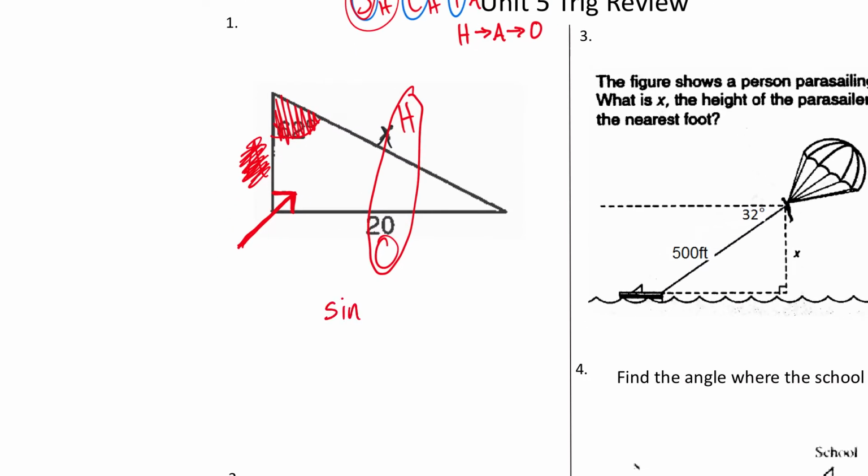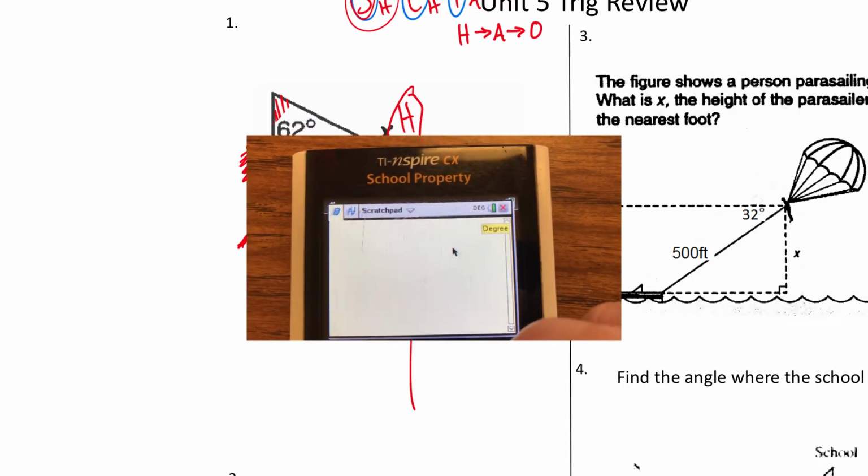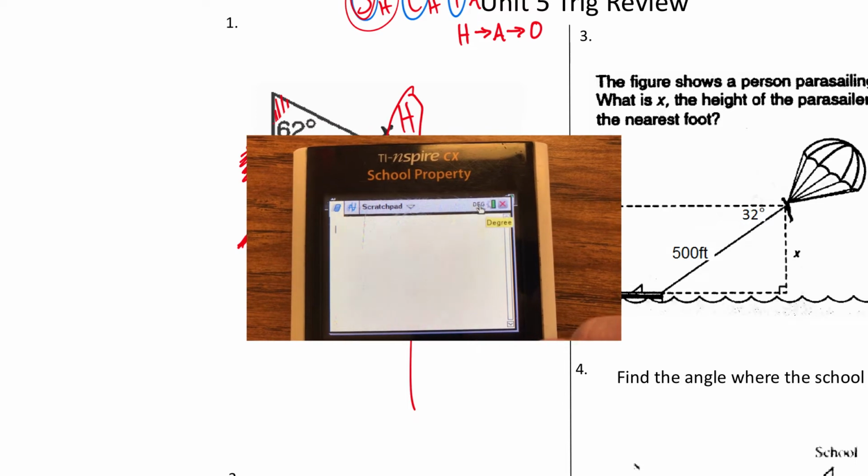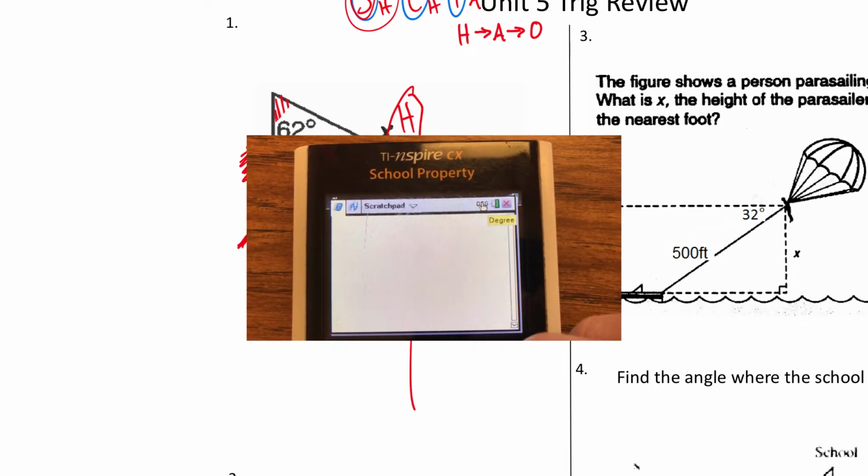All right, so we have sine of 62 degrees equals opposite 20 over hypotenuse x. Sine of 62 equals 20 over x. Okay, so now what we need to do is find the sine of 62. And remember something very important here before you type anything in your calculator: you need to make sure that it's set to degree mode. Okay, so on your calculator, make sure you're set to degree mode before you do anything.